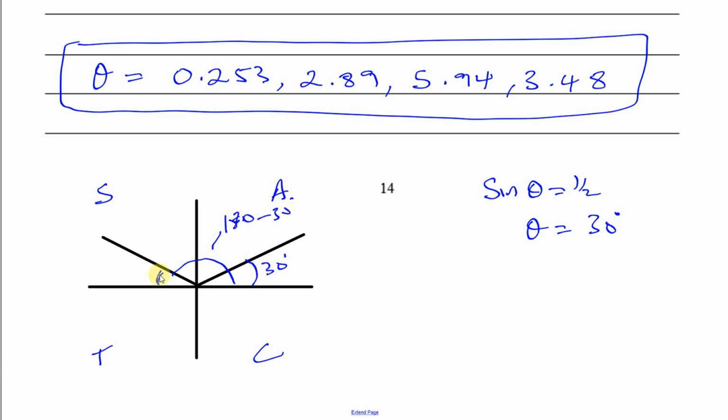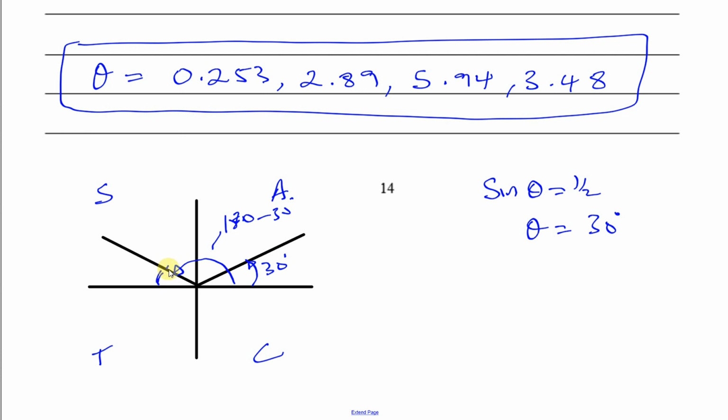And then how do I get to the next angle in this position? I've got to go all the way around to get to it again, so I've got to add 360 to it. And I've got to go all the way around again to get the next one, add 360 again. So I have to keep adding 360s to these two angles that I have.